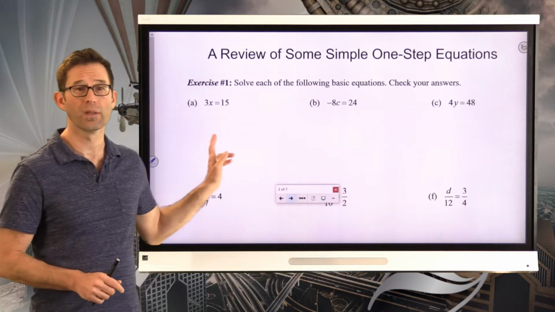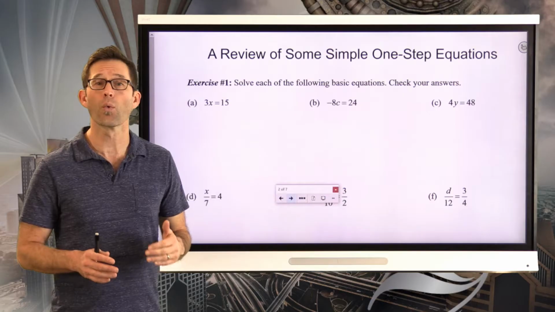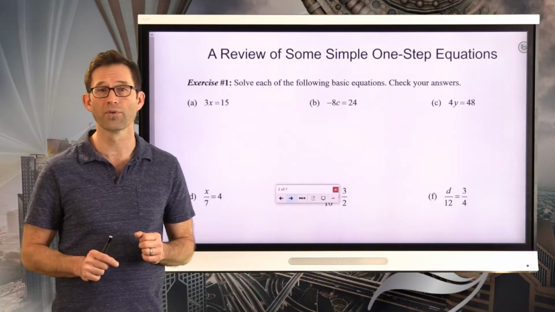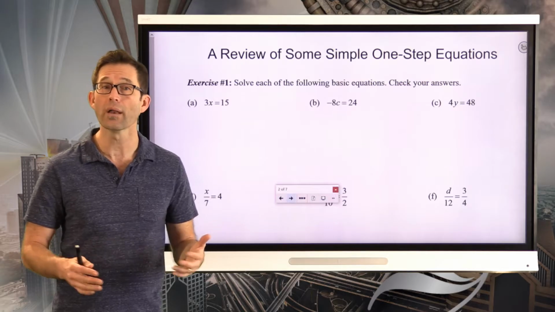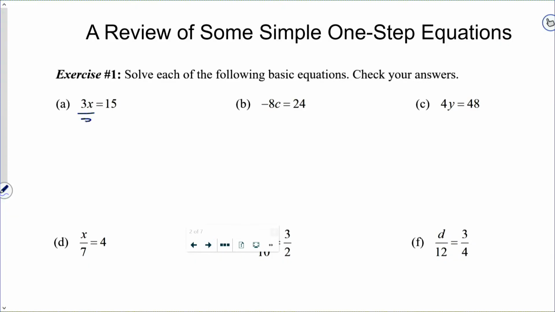So for example, in letter A, I have 3 times x is equal to 15. In order to get x by itself, I want to undo that multiplication by 3, and I do that by dividing by 3. It's really that simple. I divide both sides by 3, and we can think about this as 3 divided by 3 equals 1, and I don't need to put down 1x. That's what it implies. And then 15 divided by 3 is simply 5.